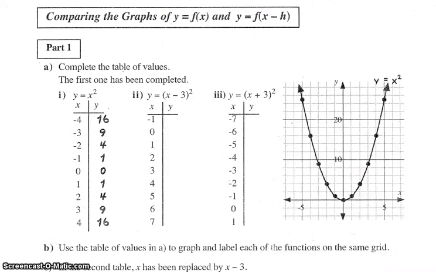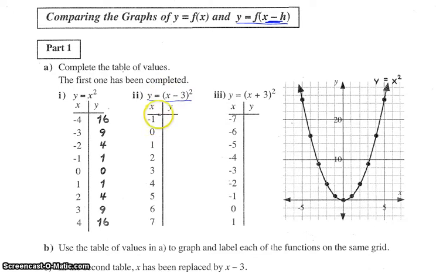Okay, now we're going to look at the graphs of y equals f of x, original graph, and y equals f of x minus h. So now we're replacing x with x minus h. So let's take a look at this. We have our table of values again for our y equals x squared, and then we are going to fill in the table of values for y equals (x minus 3) squared.